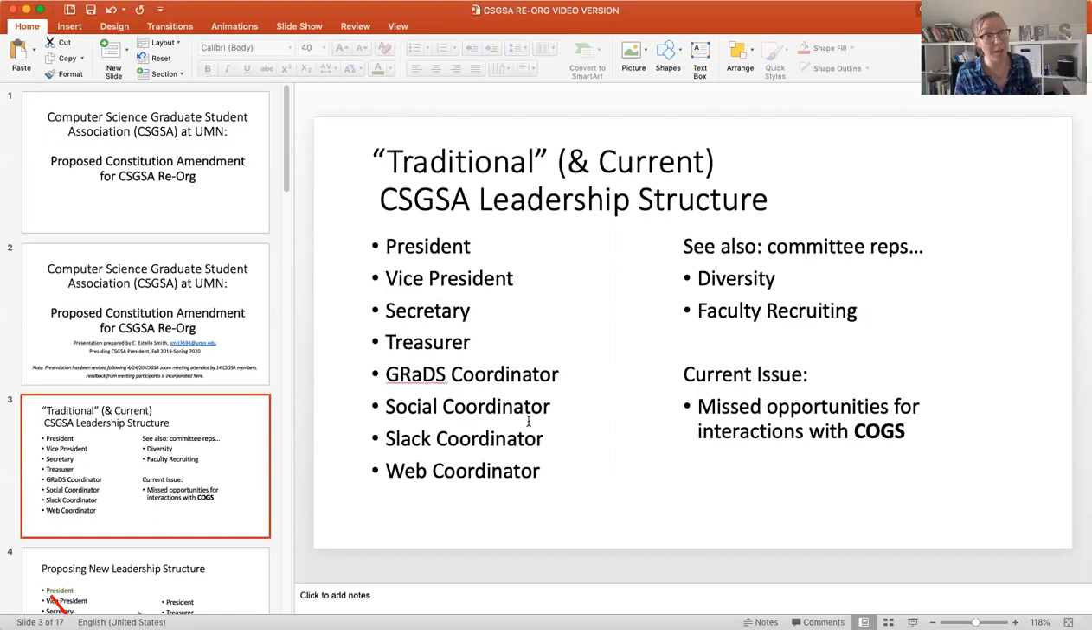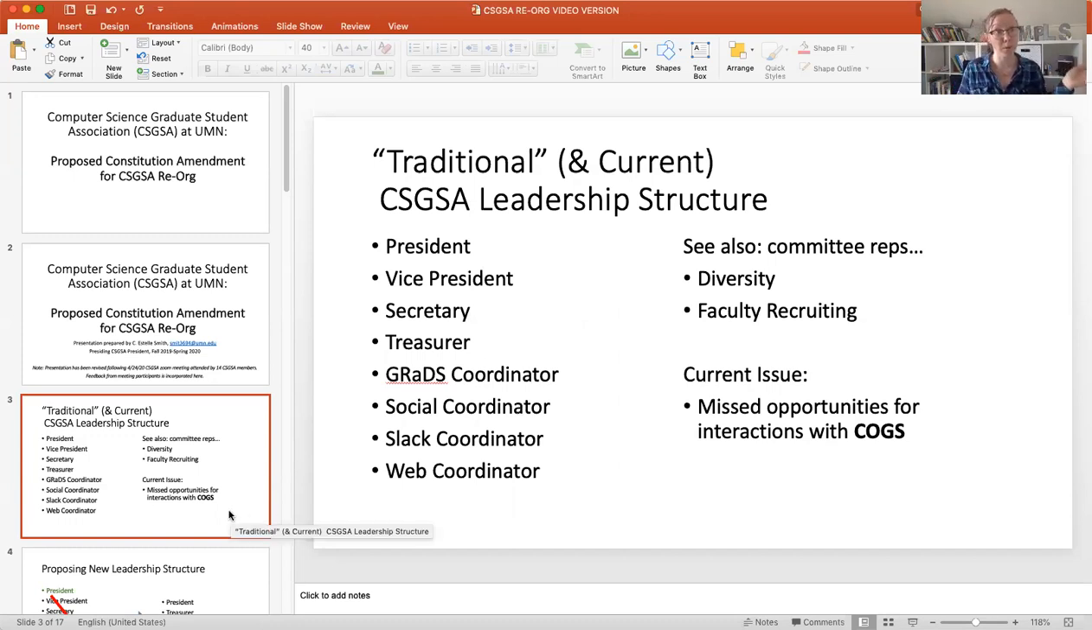We have a Slack coordinator to help us with running online contests and driving engagement on our new Slack channel. We also have a web coordinator who's helping us to build our website, which is going to be launched hopefully a little bit later, maybe over the summer. We have committee representatives going to the diversity committees and the faculty recruiting committees in the department. And we've got some missed opportunities currently to be interacting with COGS more, which is a higher level graduate student organization across all the different programs at the U.